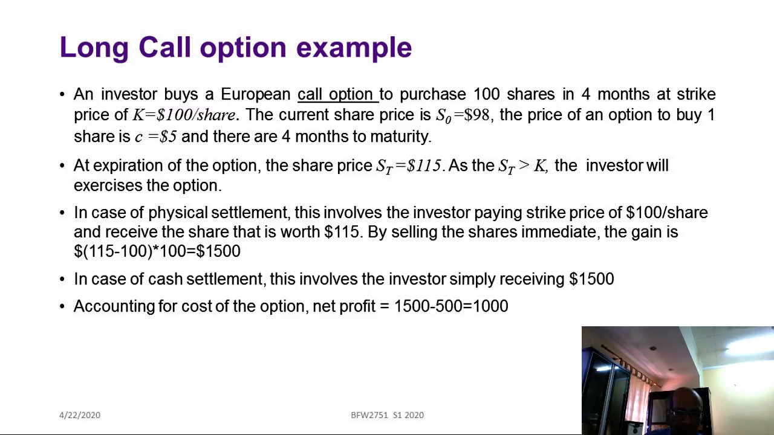When you look at it in the net position, remember you have a cost which you already paid upfront. $5 for 100 shares is $500. So you are receiving $1,500, but you have paid $500. So your net profit is $1,000. Does that make sense? Clear?